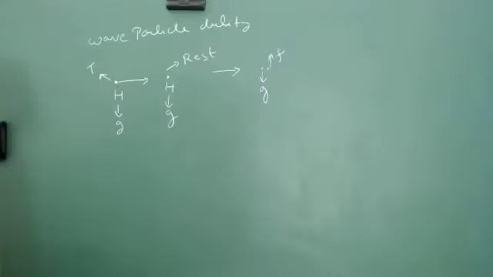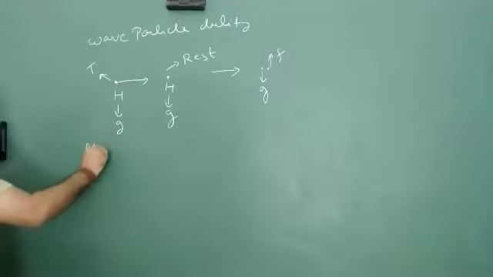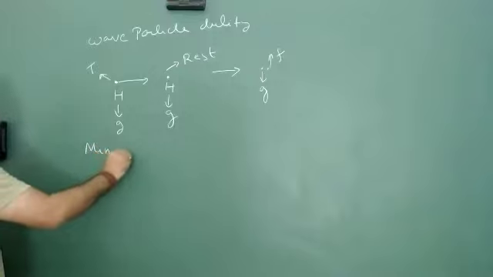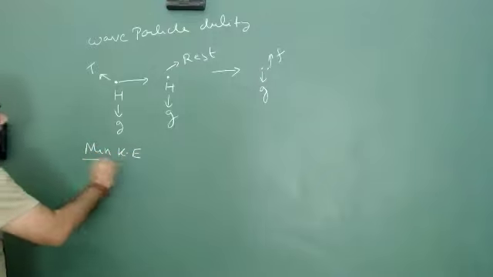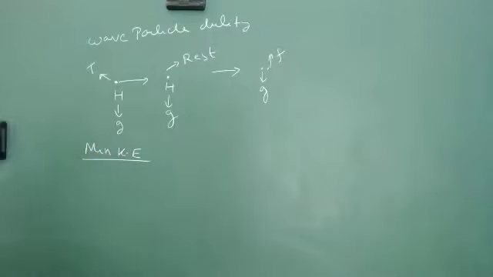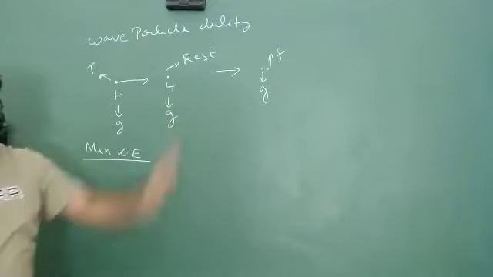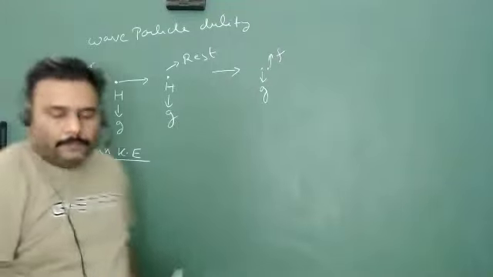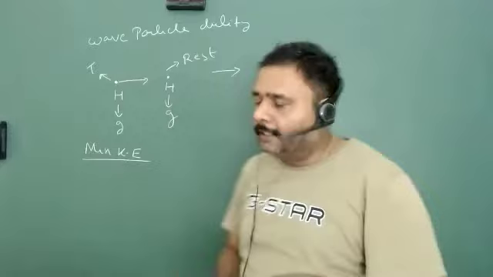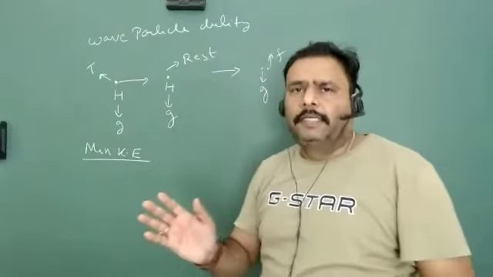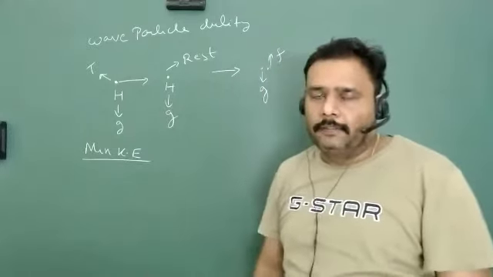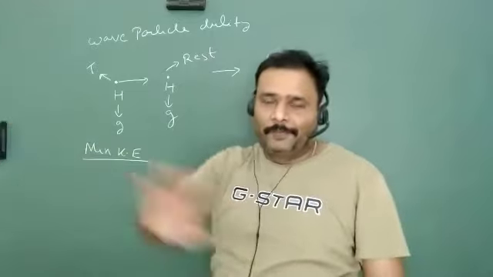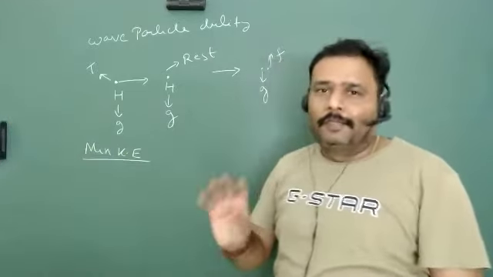So what do you have to find? You have to find the minimum kinetic energy such that this event is going to happen. What is the meaning of minimum kinetic energy? The minimum kinetic energy is the threshold energy. And don't compare this threshold energy with the photoelectric effect. I am just using the word threshold.